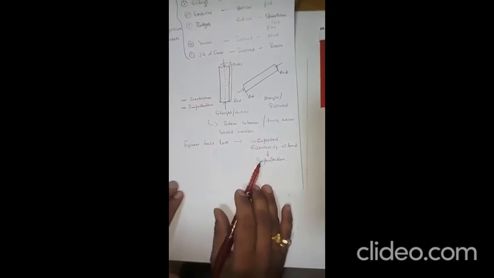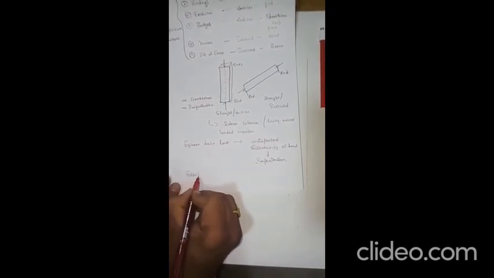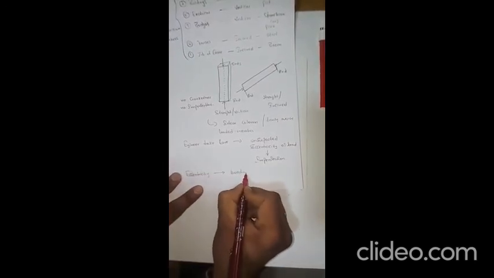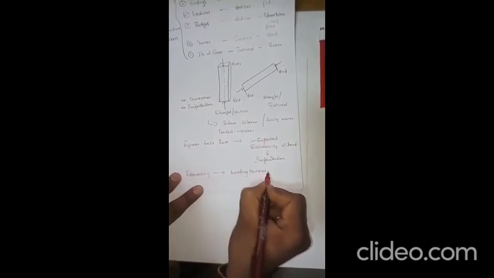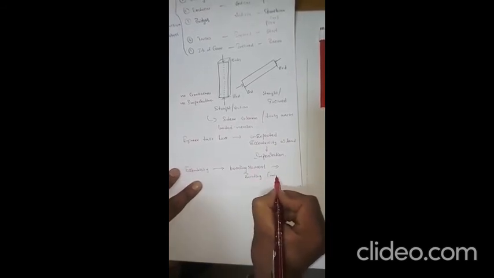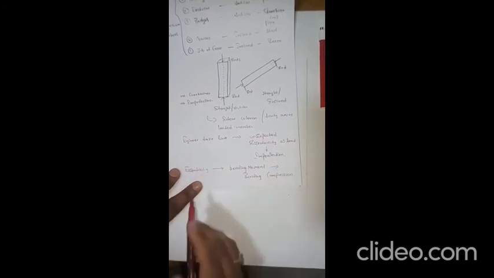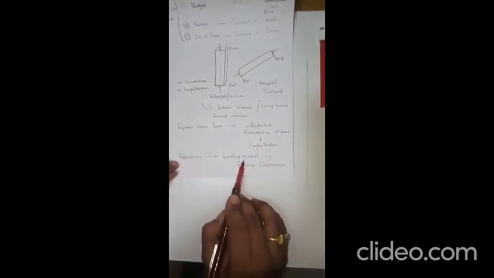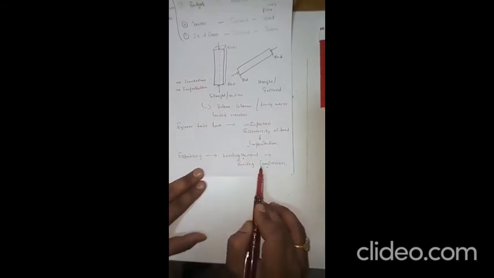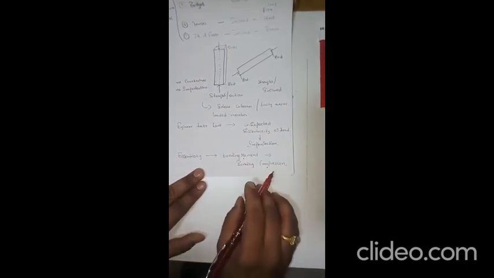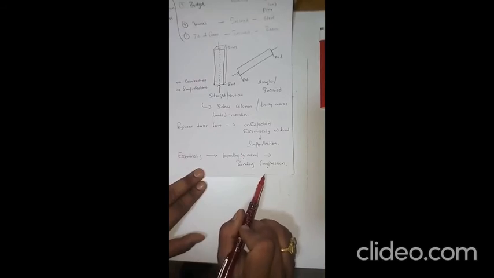What does this eccentricity cause? This eccentricity leads to bending moment, which results in what? Bending compression. Apart from an axial load, due to unexpected eccentricity of the load, a bending moment arises in the column, and again this bending moment leads to bending compression in the member. Got it? So that is how axial compression members increase the lateral deflection.